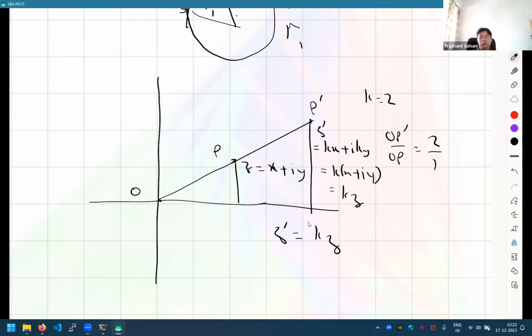And you will see that this is true for all values of k. So if k is positive, this is true. Even if k is negative, it will be the same thing. So if you take the case of k equal to -1, then z will become minus z, right?